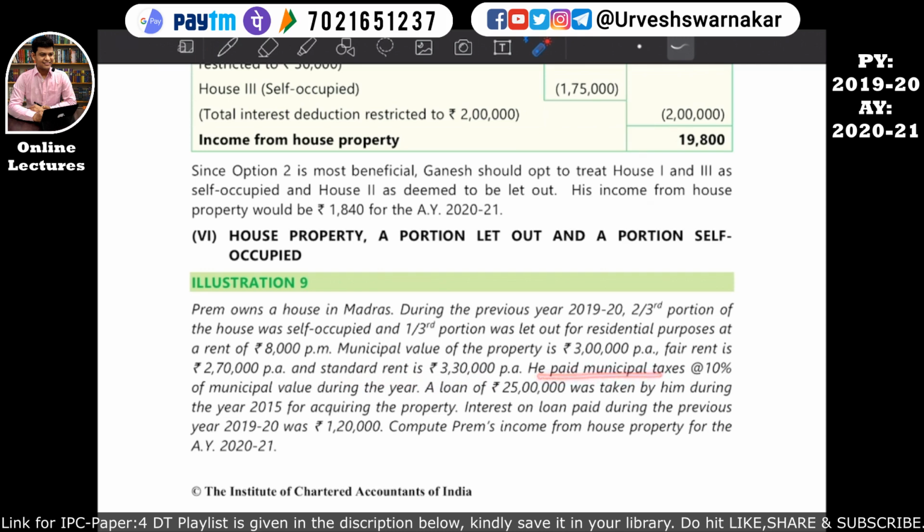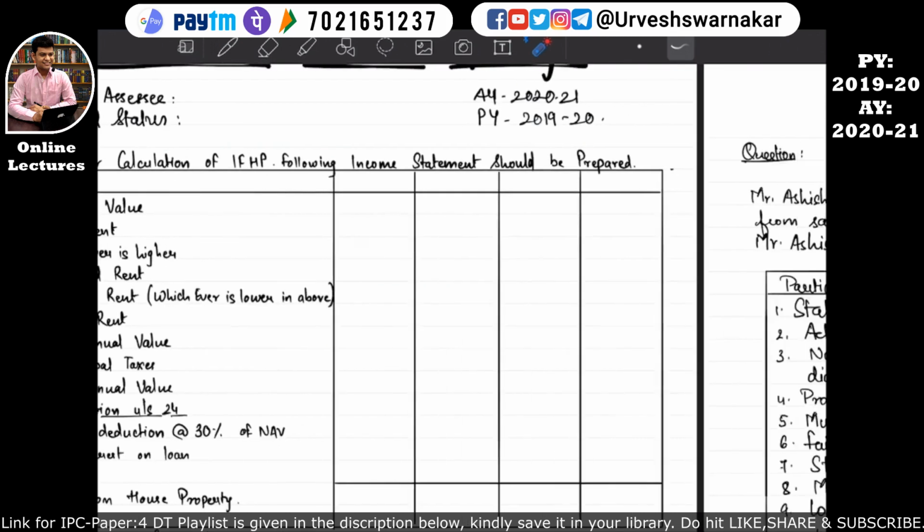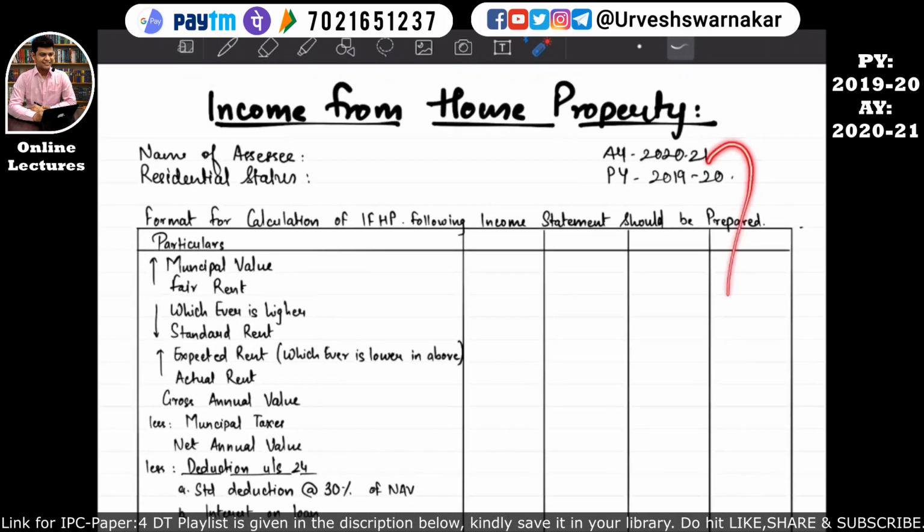He paid municipal taxes at the rate of 10% of the municipal value during the year. A loan of rupees 25 lakh was taken by him during the year 2015 for the acquisition of the property, okay. Interest on the loan paid during the previous year 2019-20 was 1,20,000, okay. The interest details are given. Compute Prem's income from house property for the assessment year 2020-21. So we will basically solve our solution in this format only, okay. So let's read the question again, okay.